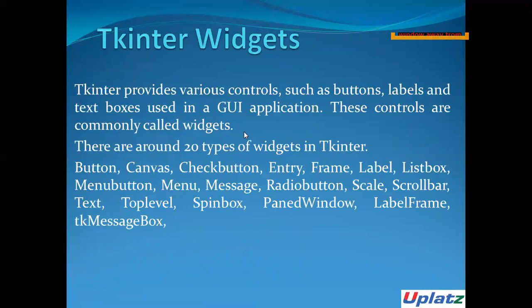So widgets are any functional basic building blocks of Tkinter. You can see there are around 20 types of widgets in Tkinter. Starting from button to Tk message box, there are around 20 widgets that we can use while building our GUI applications. We will see them one by one, and we will also see some extra attributes of dimensions, colors, background, and everything in this tutorial. So let's begin with the first widget, that is the button widget.